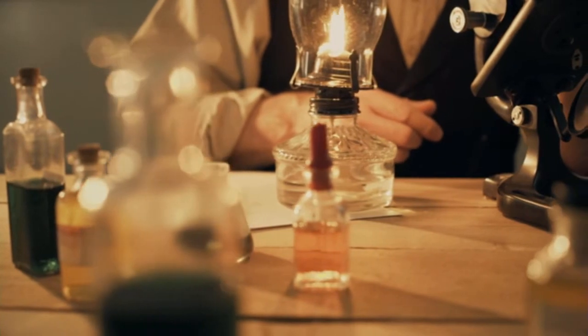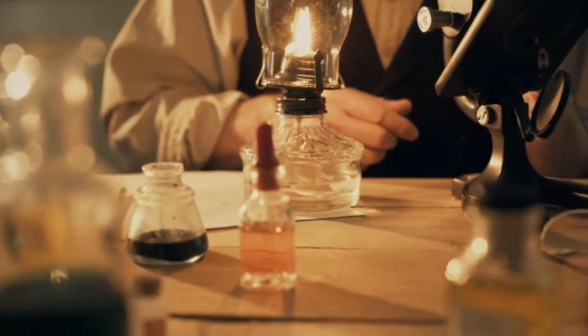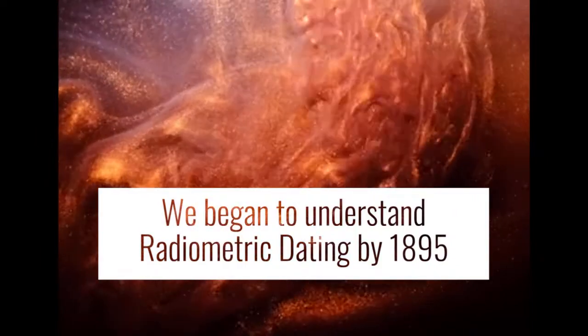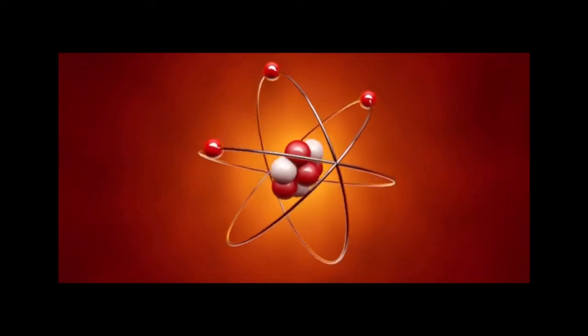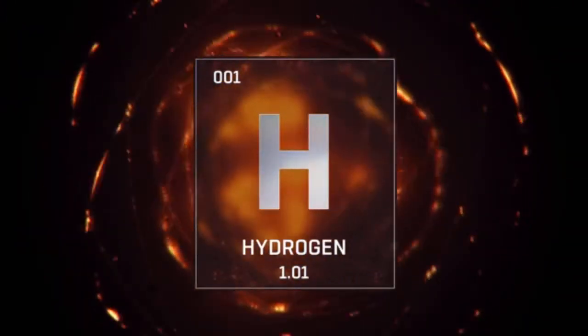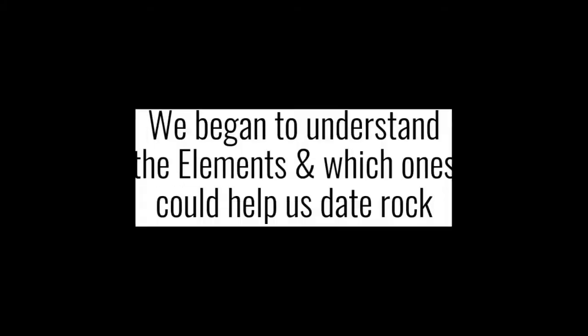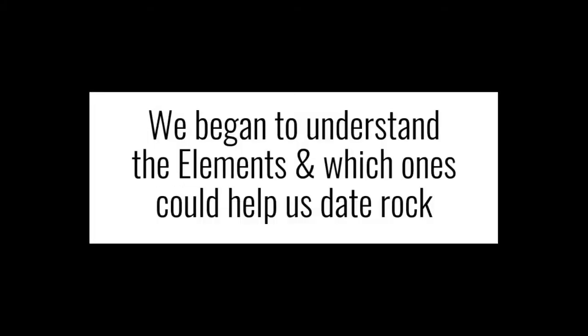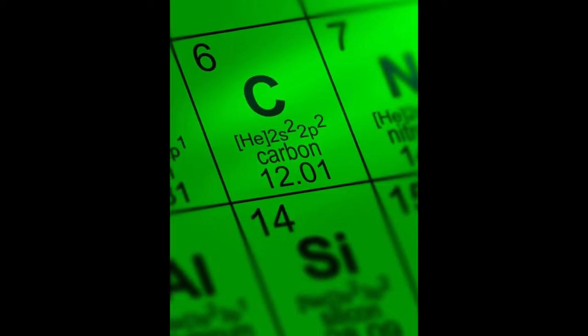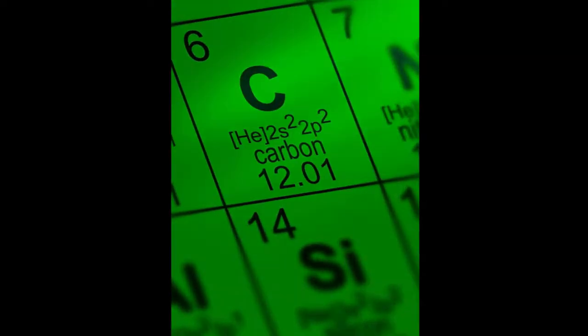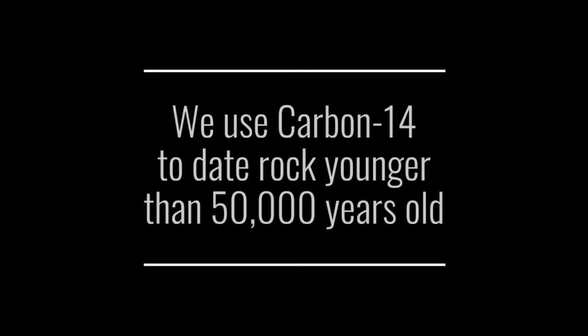So around 1895, we began to understand radioisotopic dating. That's the method of dating rock based on radioactive isotopes. And I thought we'd talk a little bit more about that here. We talked earlier about how we use the elements and their radioactivity to give us the age of rock. We use carbon for rock that's 50,000 years or younger. And we know that carbon has a radioisotope, carbon-14, and this decays away at a set rate. So the older the rock, the less carbon-14 there is compared with the remainder of the carbon.